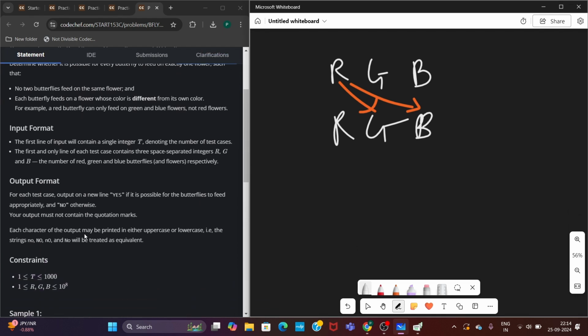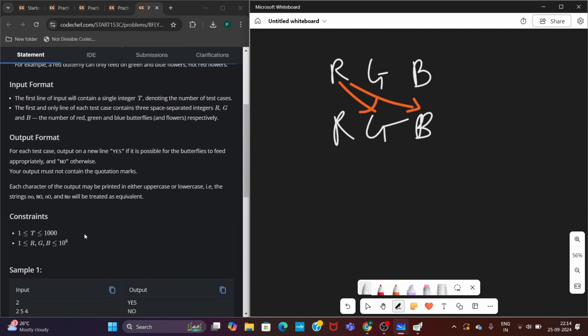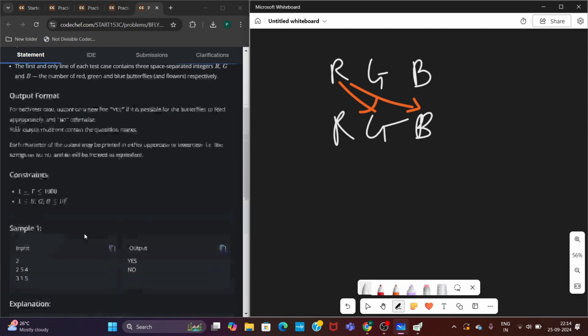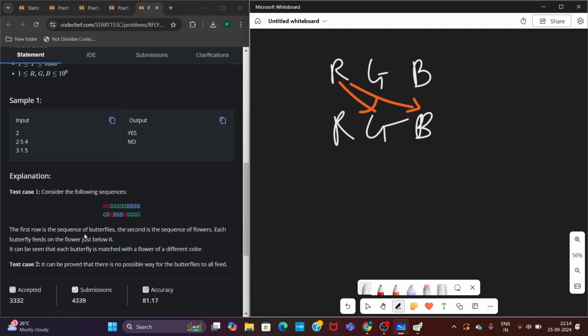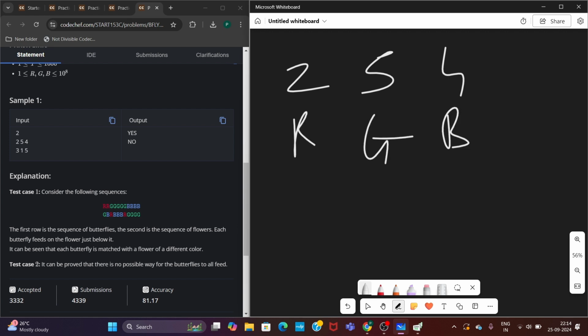We have been given three space separated integers, we can say the colors over here. So we have to print either yes if it is possible to feed appropriately or no otherwise. Let's take an example. It will give us a more concise and clear idea about how we can solve the problem. So let's read the input. We have been given 2 5 4, and it is given in the format of red, green and blue.